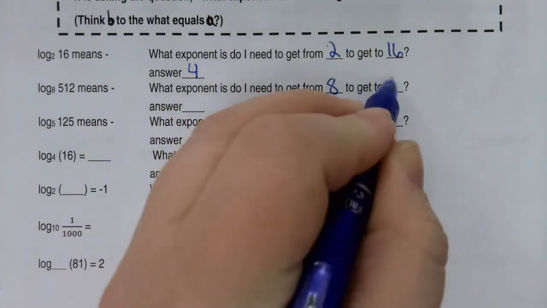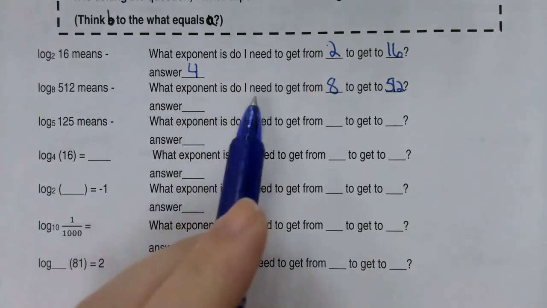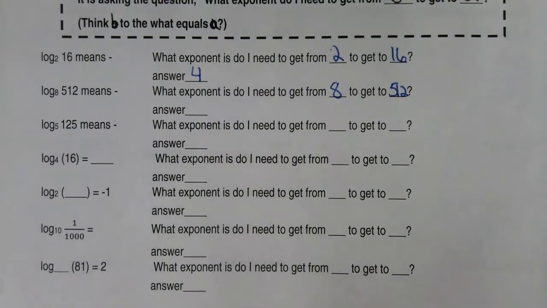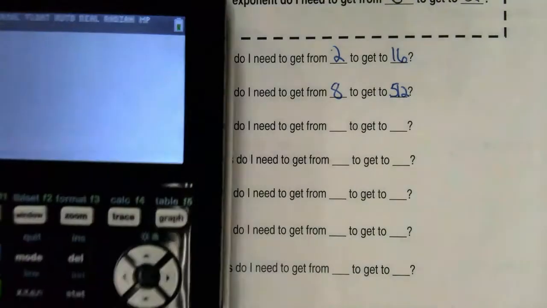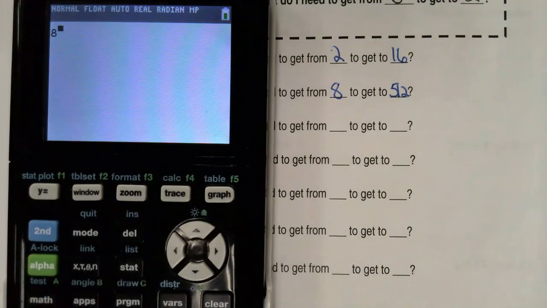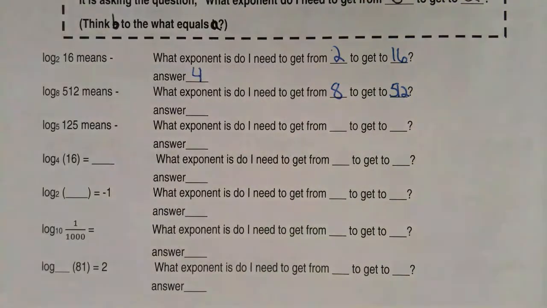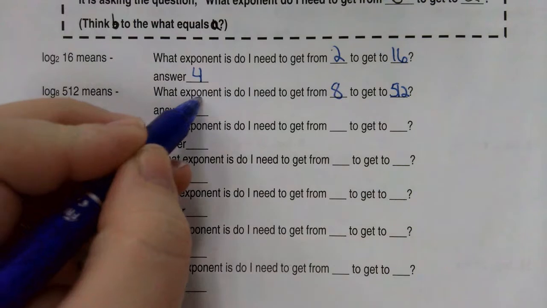For the next one, log base 8 of 512 simply means what exponent do I need to get from 8 to get to 512? And the 2's we're really familiar with, but I don't necessarily expect you to know all of the 8 powers. So your calculator would be very beneficial in this case. We of course know that 8 squared is 64, but 8 to the 3rd power gives me the 512 that we needed. So what exponent did we need to get from 8 to 512? We needed an exponent of 3. Log base 8 of 512 equals 3.